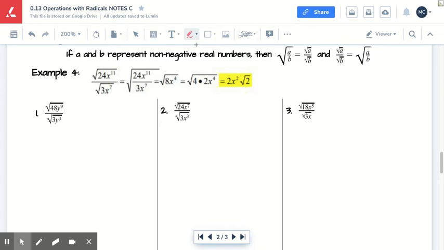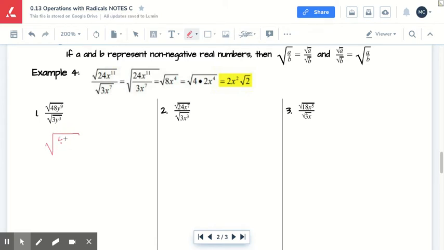Again, if you feel like you already know this, this would be a great place to pause the video. Try these 3 problems and then come back and see. All right, so on this first one here, I've got a radical over a radical. The radicands look like they're related to me, 48y to the 9th and 3y to the 3rd.